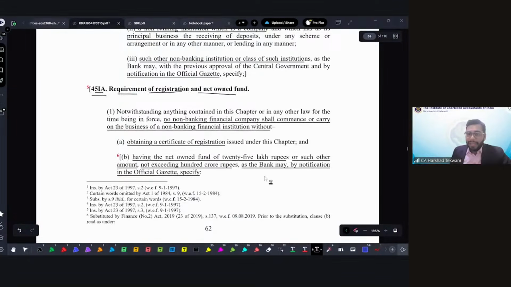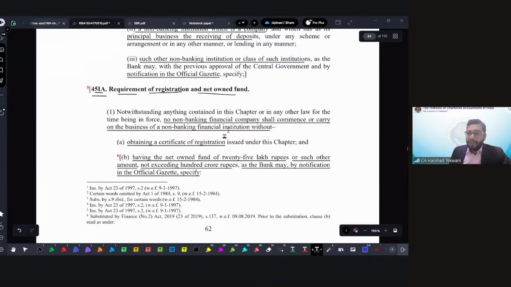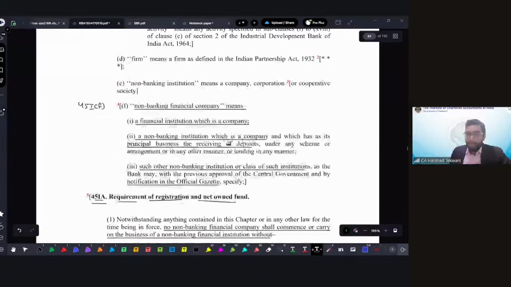Non-banking financial company means either a financial institution which is a company, or a non-banking institution which is a company, and they should be carrying on the business of a non-banking financial institution. Okay, that we have seen in the definition. But everywhere we are referring to one important thing: company. Company. That means an NBFC has to be a company. And when I talk about non-banking institution, there's a definition of non-banking institution.